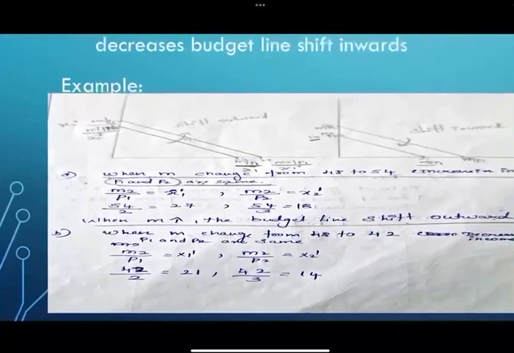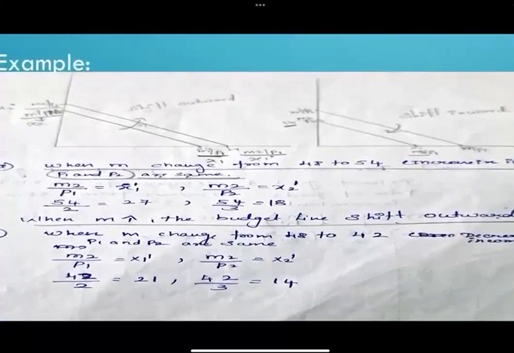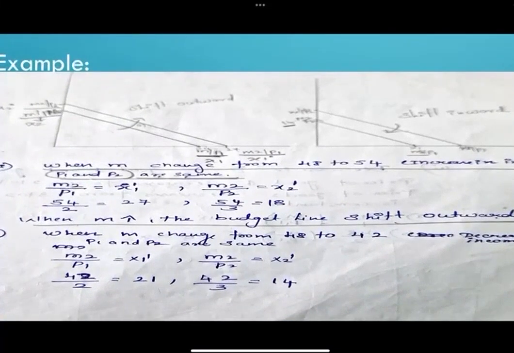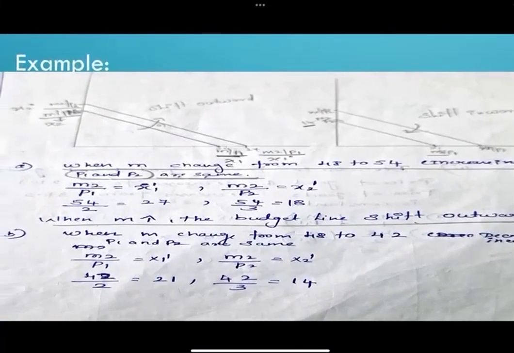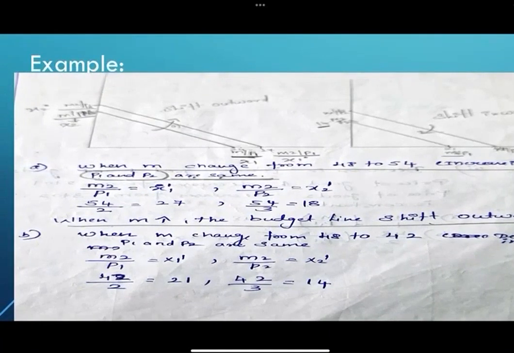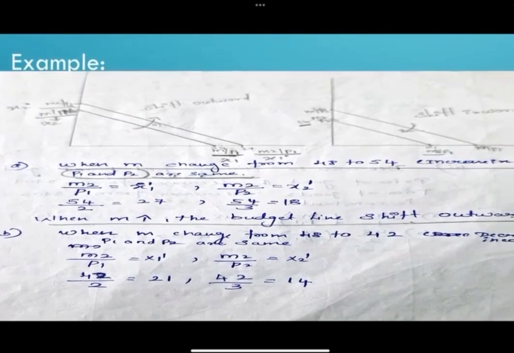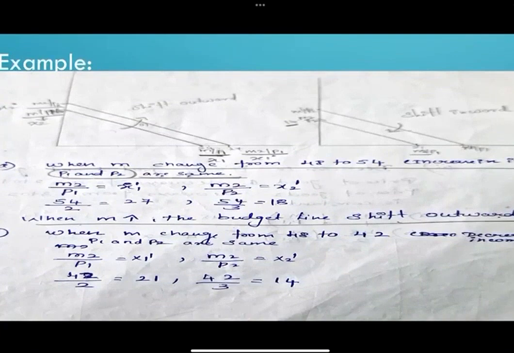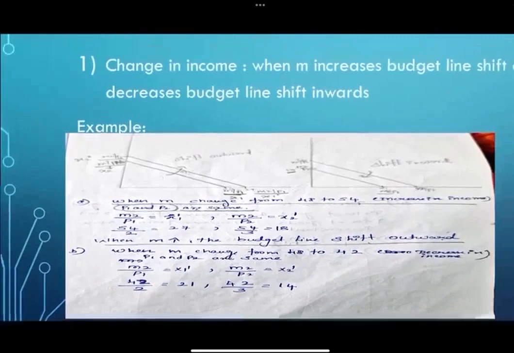And the same goes for good 2. When you spend all your income on good 2, you will consume how many units? 18 units. Before, you had consumed 16 units. After your income has increased, you are consuming 18 units. See, 16, 24, 18, 27. Because of this, the budget line shifts outward.